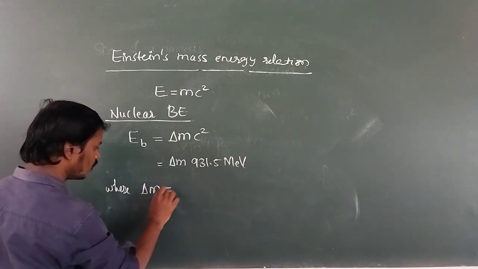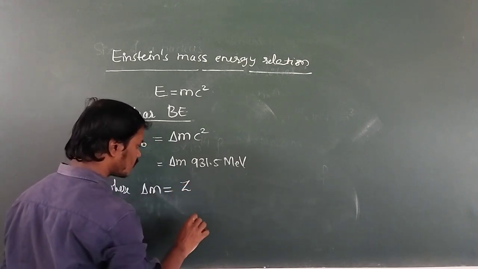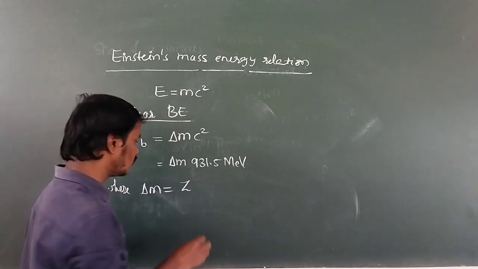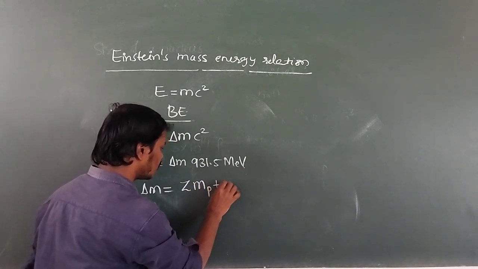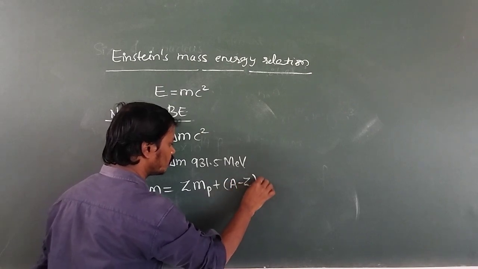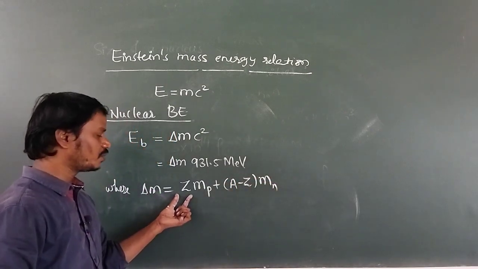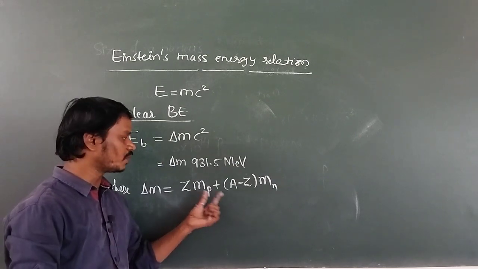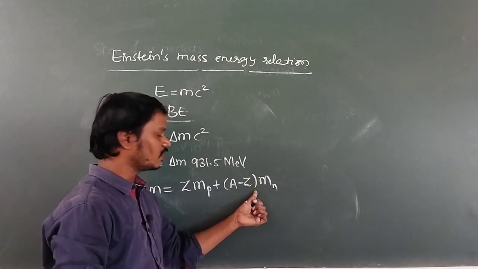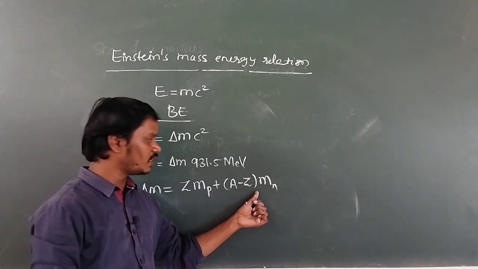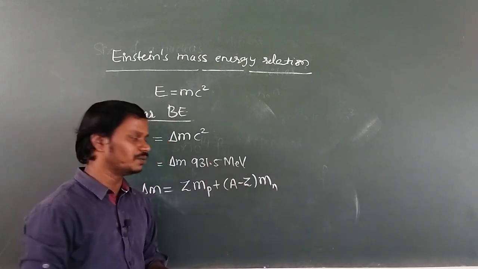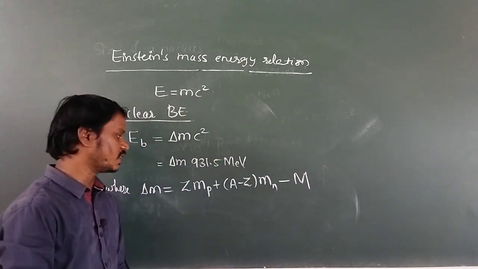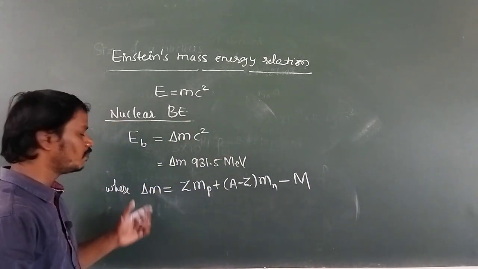Delta M is equal to the total mass of the protons and neutrons in free state, Z into Mp plus (A minus Z) into Mn. Z is the total number of protons present in the nucleus, and Mp is the mass of a proton. A minus Z is the total number of neutrons present in the nucleus, and Mn is the mass of each neutron, minus the actual mass of the nucleus. So, this is the formula used to find the mass defect.